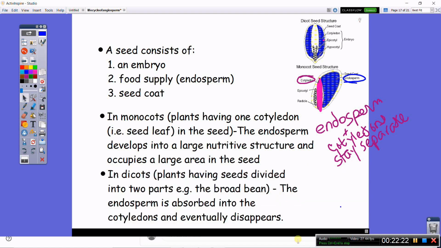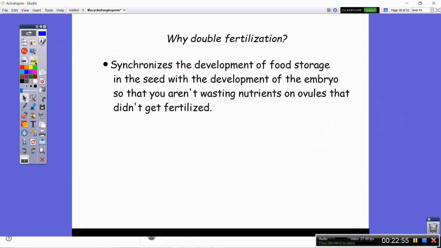In dicots, the endosperm is absorbed into the cotyledon and eventually disappears. So your cotyledon, okay, this is why it's called a dicot, because you've got 2 cotyledons. This is one and that's another. And the endosperm gets absorbed within the cotyledons, so they don't stay separate. Not that that's a huge deal, but it is a difference between them. Again, if I go too fast, just pause it.